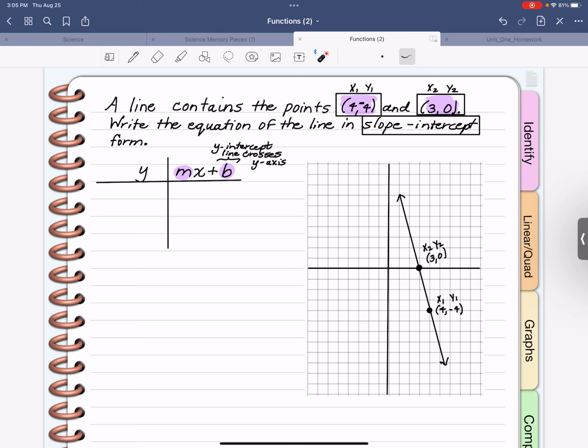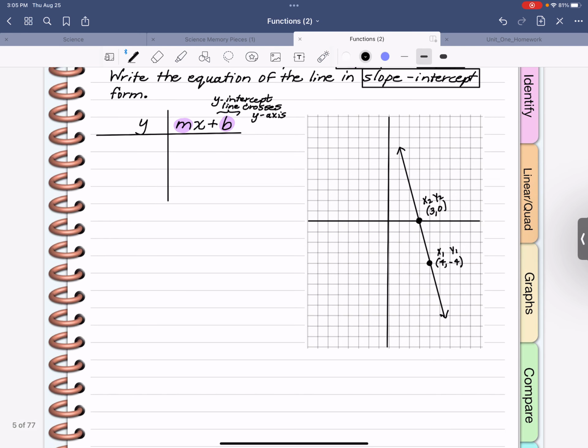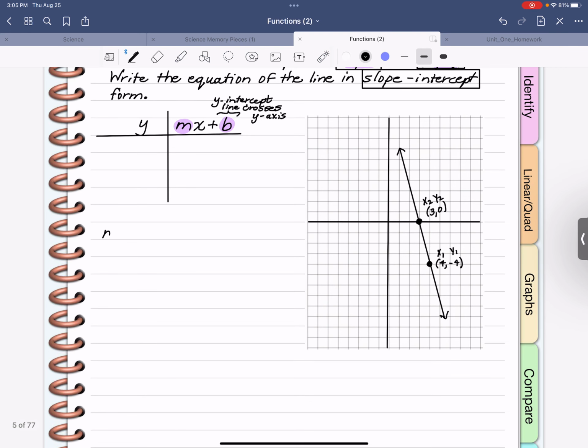So I'm going to start with the slope. I want to find m first, and that's a good rule of thumb. If you don't know slope, find it first. If this graph were a little nicer to look at, I could probably do rise over run, but they're trying to push me into using the slope formula. So let's go ahead and do that.